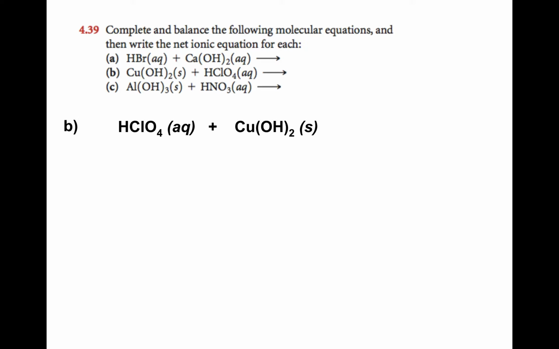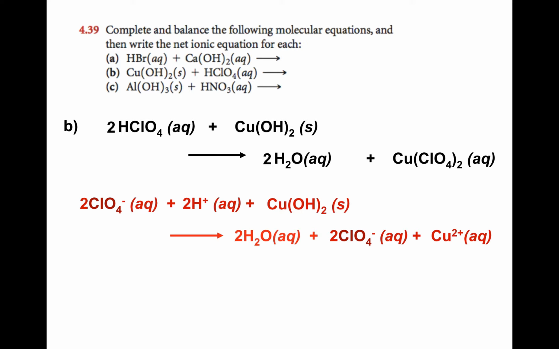Different with this reaction, right? Copper hydroxide is an insoluble ionic compound. So when the H pluses from the perchloric acid react with the hydroxide, you're pulling that solid apart to make aqueous copper(II) perchlorate. So again, you've got 2 moles of hydroxide for every copper(II) hydroxide, so you need 2 moles of the perchloric acid to neutralize it.